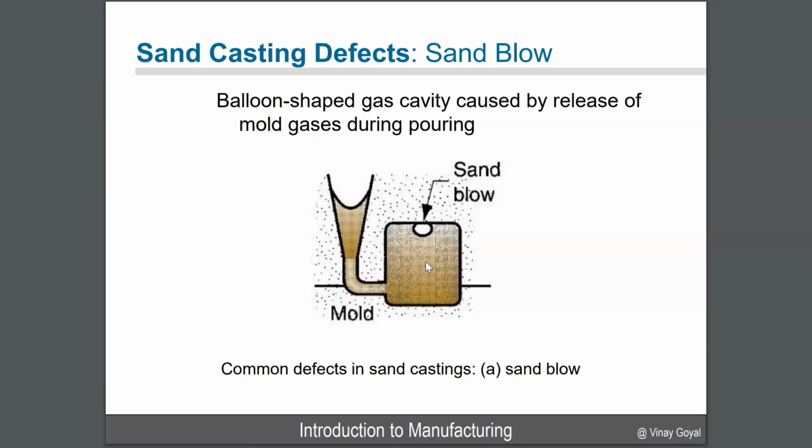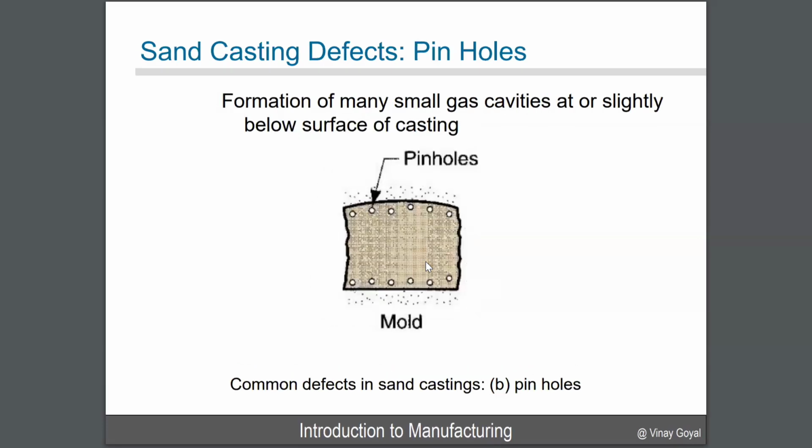So really what's going on here is that the mold itself is releasing gases, causing a defect right on the edge. Pinholes is another one. Again, now you have small gas cavities slightly below the surface of the casting. And why is that so dangerous? It is dangerous because you may not see it superficially. It's going to look great, but just below the surface, they're ready to be a problem.